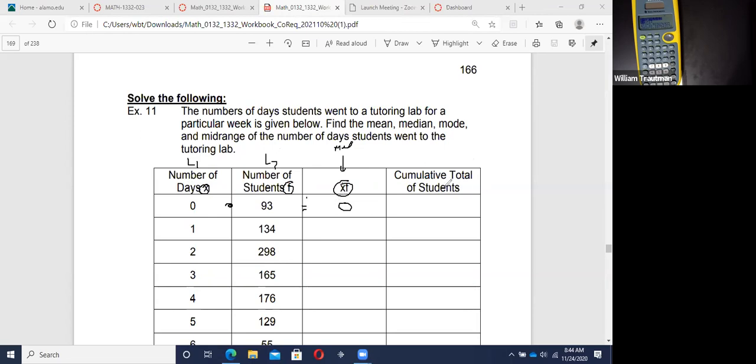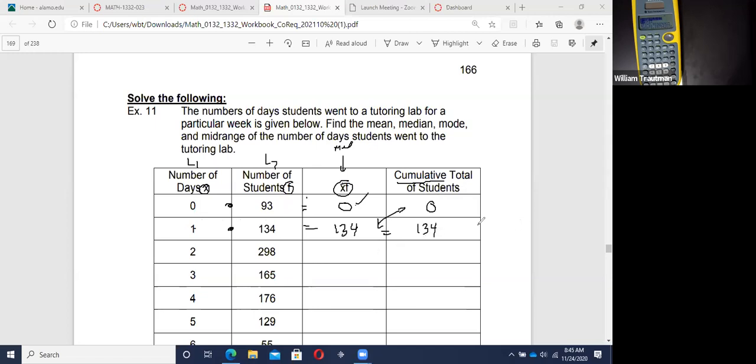So cumulative means a running total. We have 0 here, so we have 0. Next, we're going to multiply 1 times 134. 1 times 134 is 134. 134 plus 0 equals 134. So it's a running total.